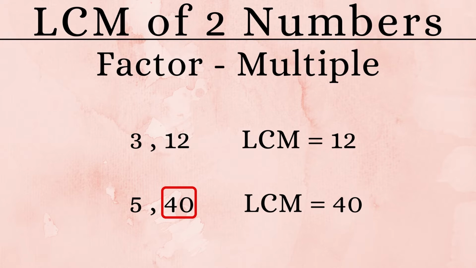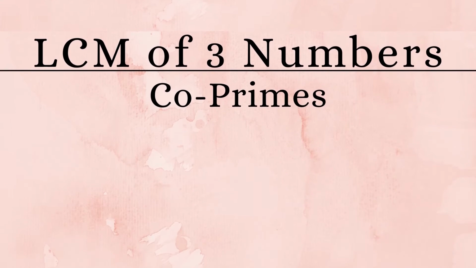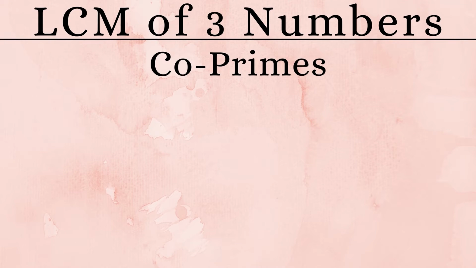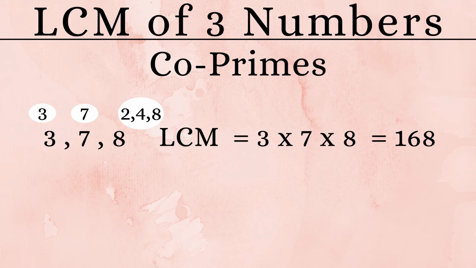Now let's move on to finding out the LCM of three numbers. First, we shall consider coprimes. Example 3, 7 and 8. Listing out the factors of the three numbers, we can find that they do not have any factors in common. So, these three numbers become coprimes, and their LCM is the product of the three numbers. So, 3 into 7 into 8, which is 168, is our LCM.